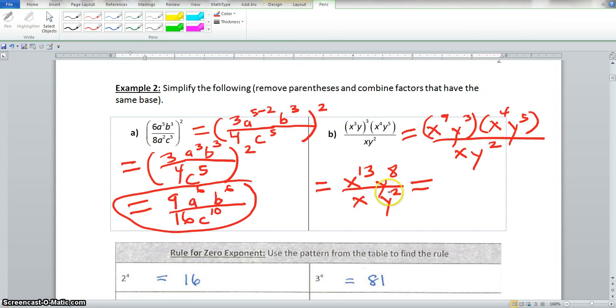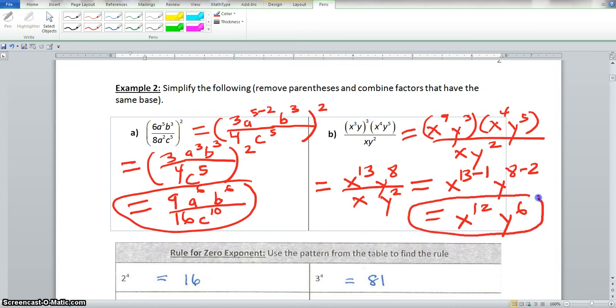Now, we have the same bases, so we subtract the exponents. So you have x to the 13th, and the exponent of this x in the denominator is 1, so it'll be minus 1. And then you will have y to the 8th, and this exponent in the denominator is 2, so it's minus 2. Our final answer would be x to the 12th and y to the 6th. And that is the final answer for that problem.